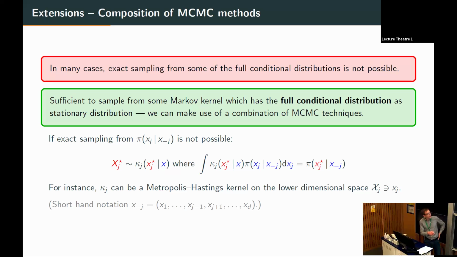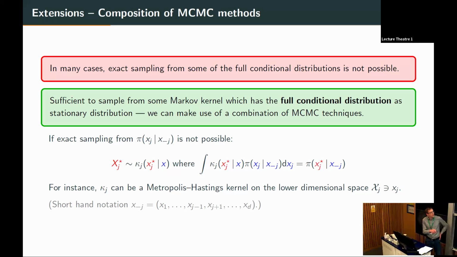And here I use this shorthand notation x minus j. This just refers to all other variables. I want to sample from this conditional, but assuming that this is now not available, I can instead sample xj from some Markov kernel kappa j. It's a distribution over the xj coordinate.